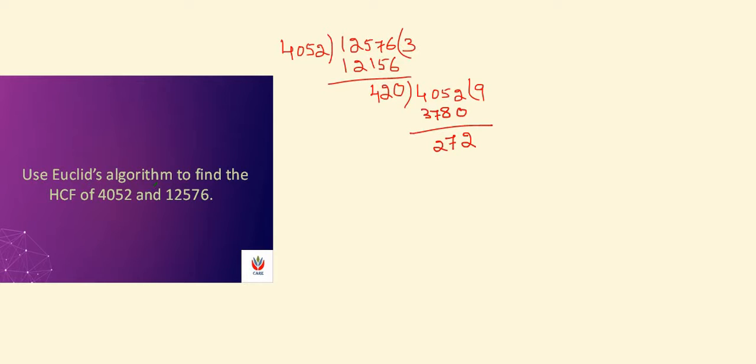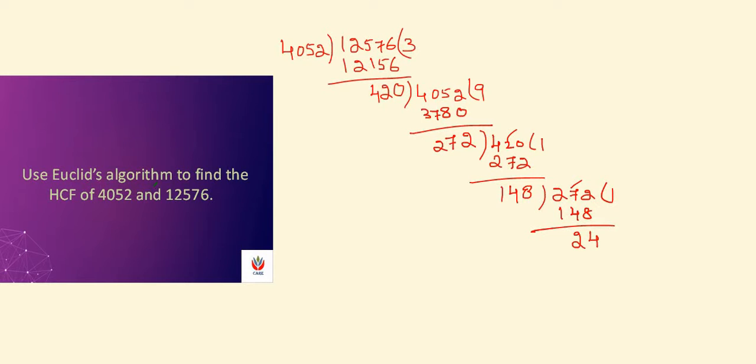So again, the remainder is not equal to 0. Continue the process. 420, how many times? It will go by 1 time. So 272, subtract this. We are getting 148. So the new dividend becomes 272. Again it goes by once, 148, subtract this, and we get 124.